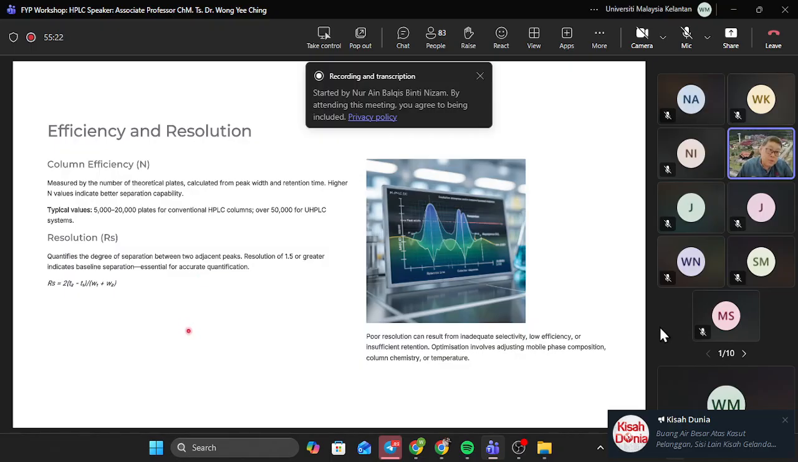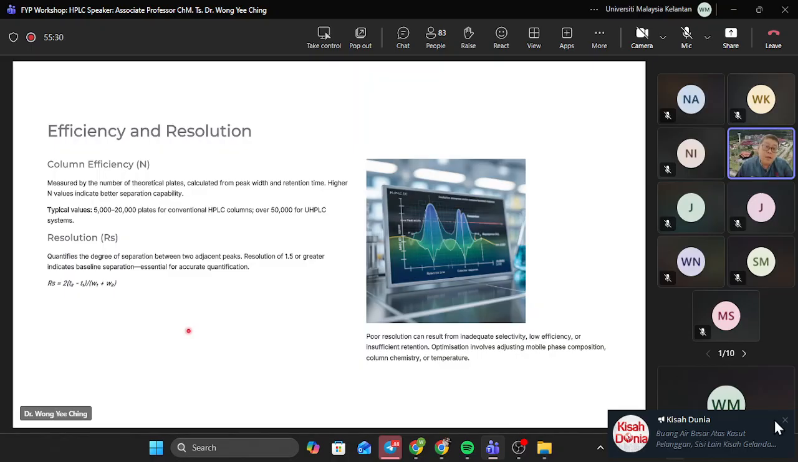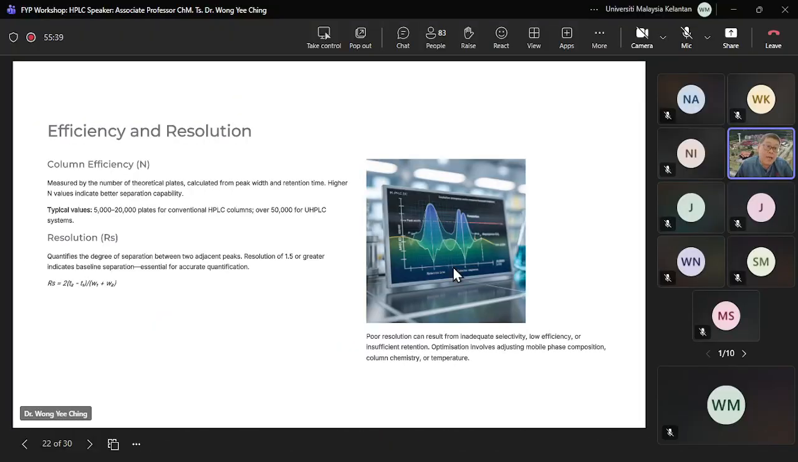So for the resolution part, it quantifies the degree of separation of two adjacent peaks. The better the separation, the better. A resolution of 1.5 or greater indicates that the baseline is separated well. If not, then your baseline will have a lot of noise. It is essential for accurate quantification. There is a set of formulas that you can use to calculate it. I'm not quite sure why the slide wording is quite small. Never mind, you can enlarge it later on.